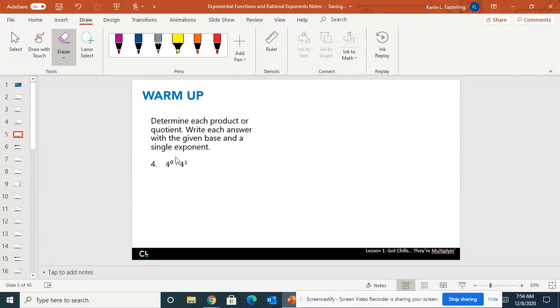All right, for number 4, again, y'all are going to answer this and then come back and check your answers. So again, this is multiplying, so we're going to add those exponents and keep our base. So we're looking at 4 to the 0 plus 1, which is 4 to the 1st, which is actually just 4.